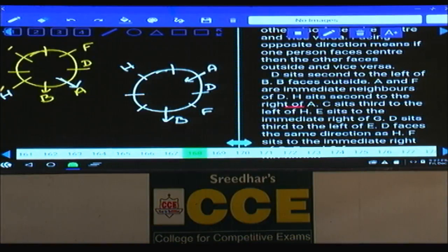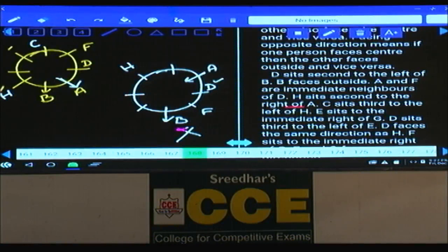H sits second to the right of A, C sits third to the left of H. C is seated third to the left of H, C is here. Now in the second case, is it possible H must be in the place of D or in the place of B, which is not possible. And the second case is completely ruled out. Now we are left with only the first case. H sits second to the right of A. Next one, C sits third to the left of H.